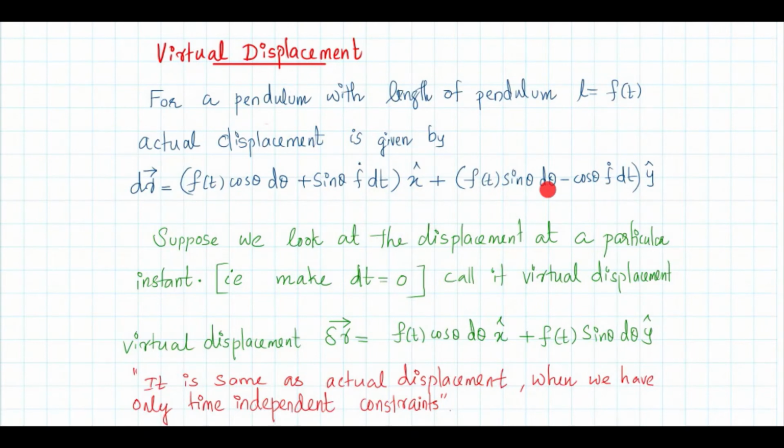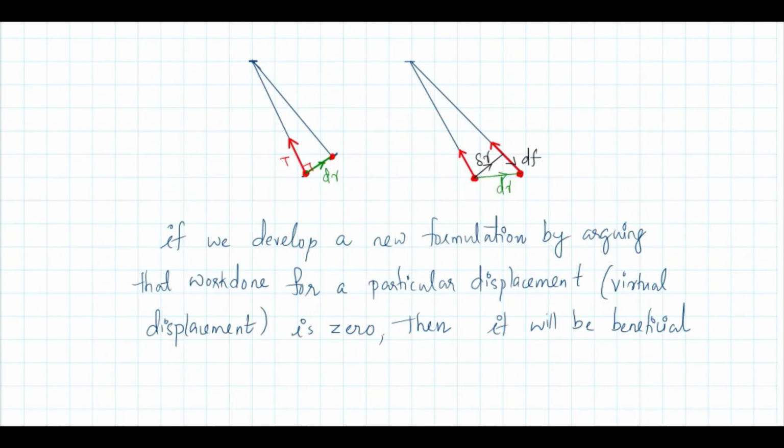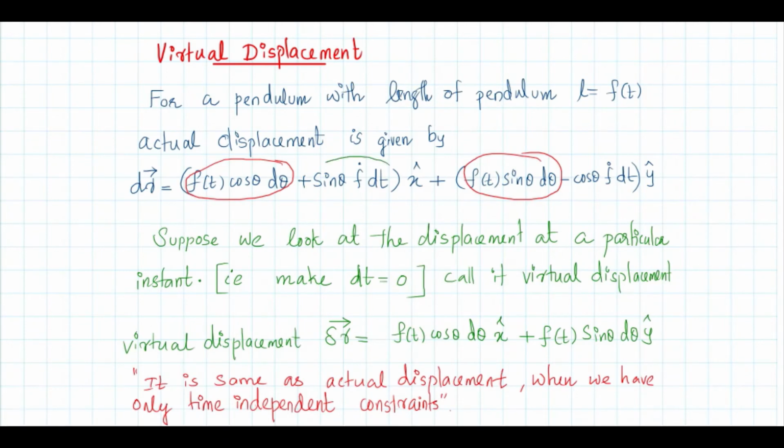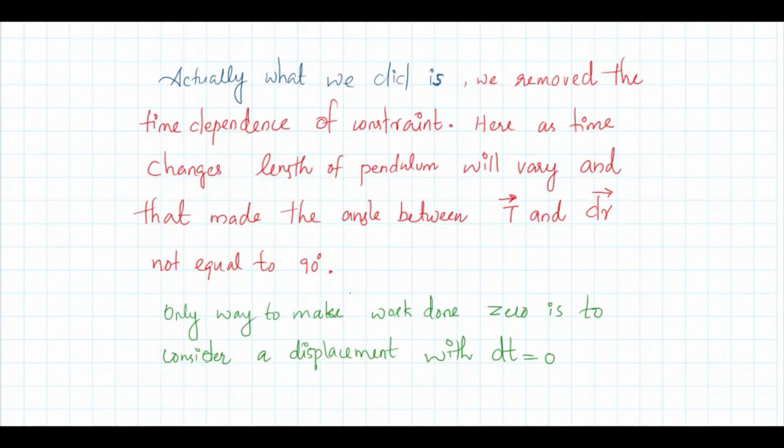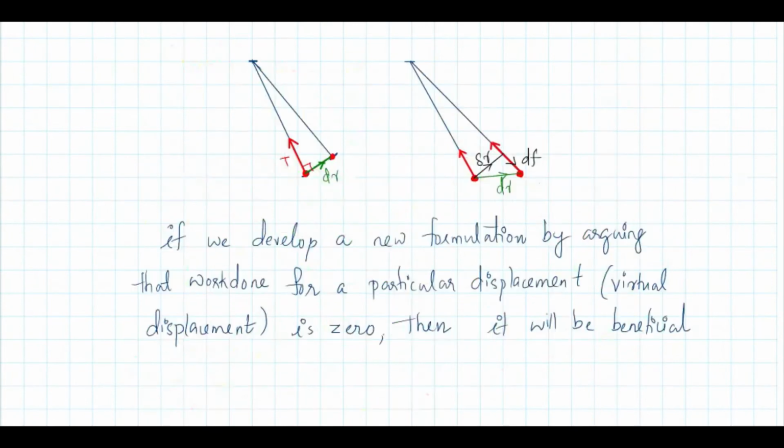f of t sin theta d theta minus cos theta f dot dt y cap. The first two terms together are given by this delta r, and its sum with this df, that is the second term, given by this term and this term. These two terms together will give you this length. The vector sum of these two will give you the actual displacement. So the actual displacement is the sum of two terms.